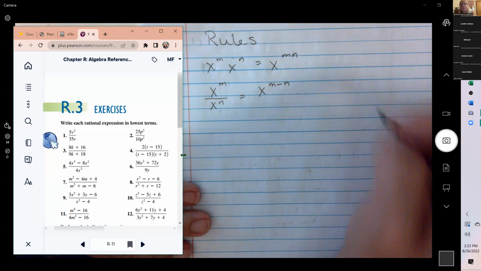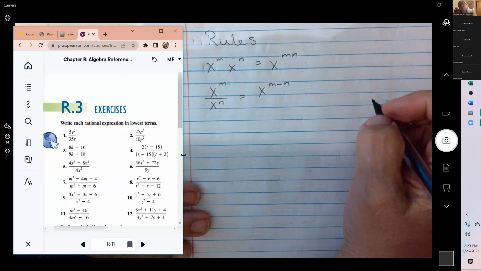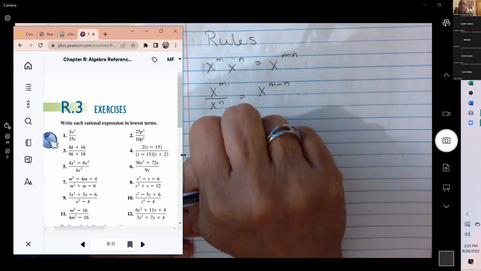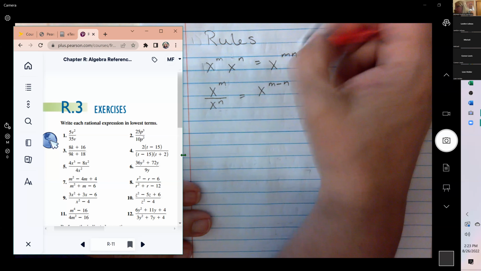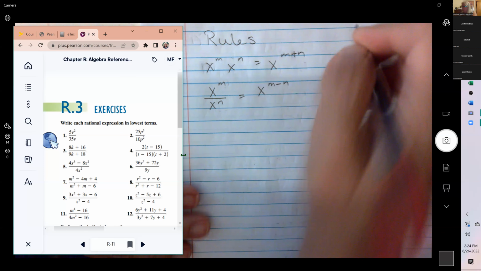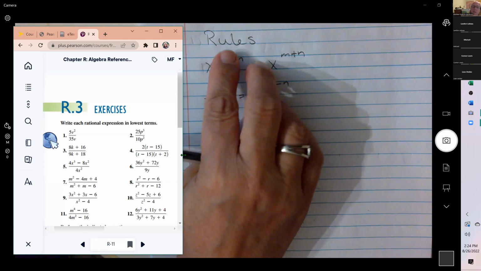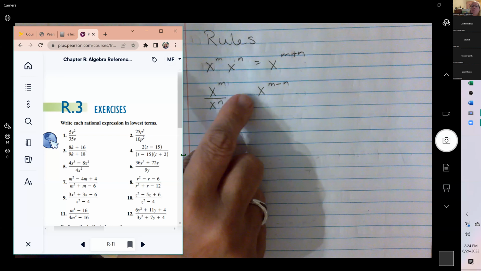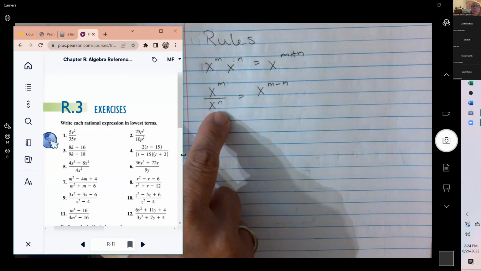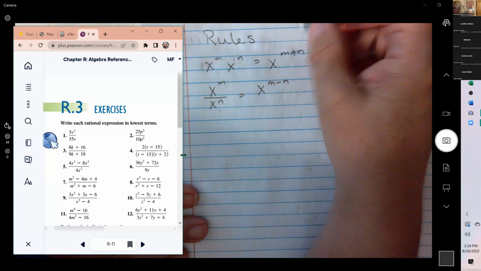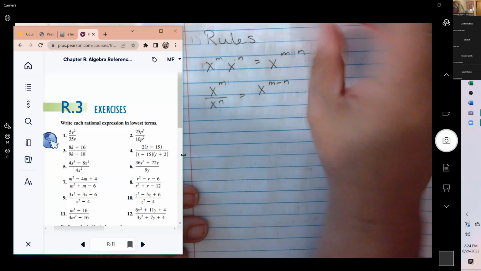For the first rule, you said that you would multiply the exponents. I thought you would add them. Oh shoot, thank you. I'm sorry. Yes. When you're multiplying your bases, you add your exponents. And when you're dividing, you subtract, and it's the top minus the bottom. Thank you. I was thinking faster than I was talking. This should be a plus sign.